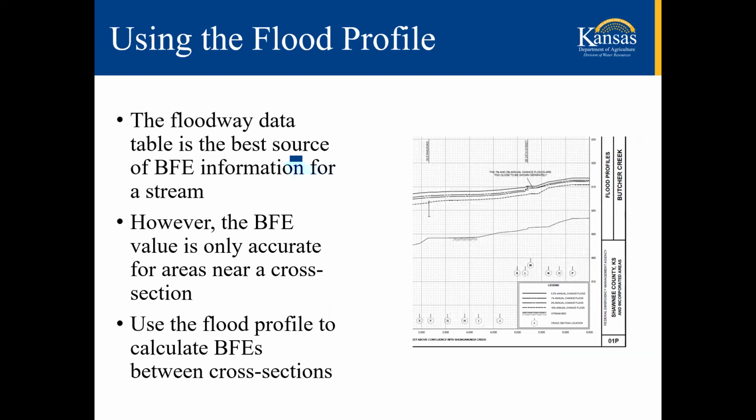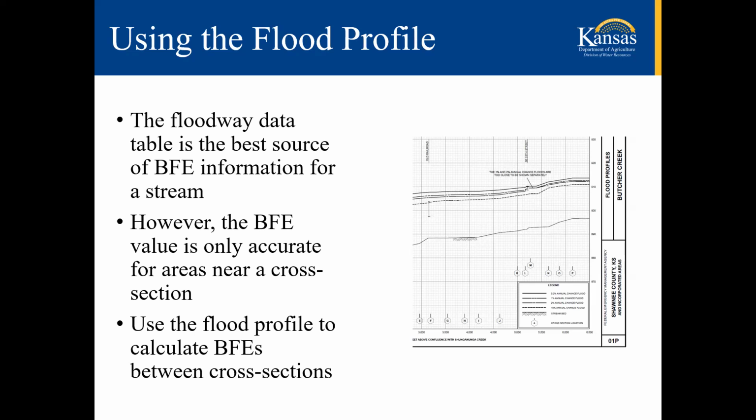So basically, every stream that has been considered to be in the 100-year floodplain has been graphed out in these flood profiles. Towards the end of the FIS, you have each of these flooding sources graphed out in this way. It shows you on a graph what the elevations are for the stream bed, the different flood frequencies, and then it also shows you where the cross sections are located in relationship to that stream. And so this is the best source of information on BFEs for a stream.